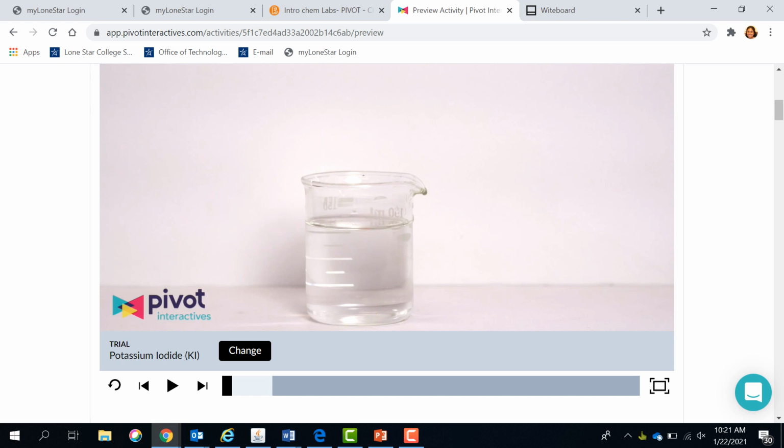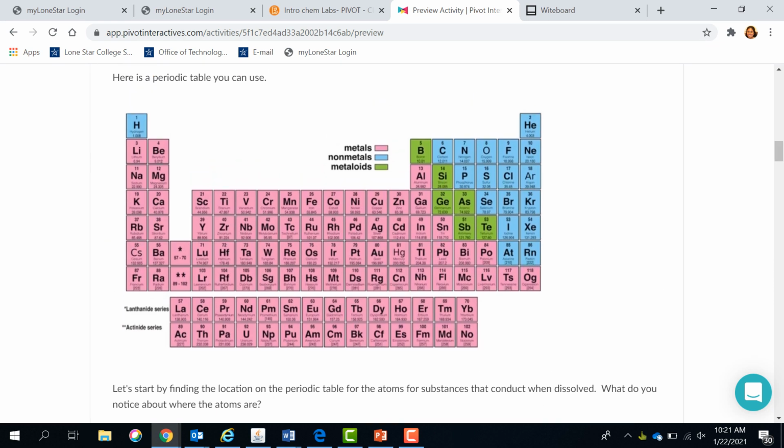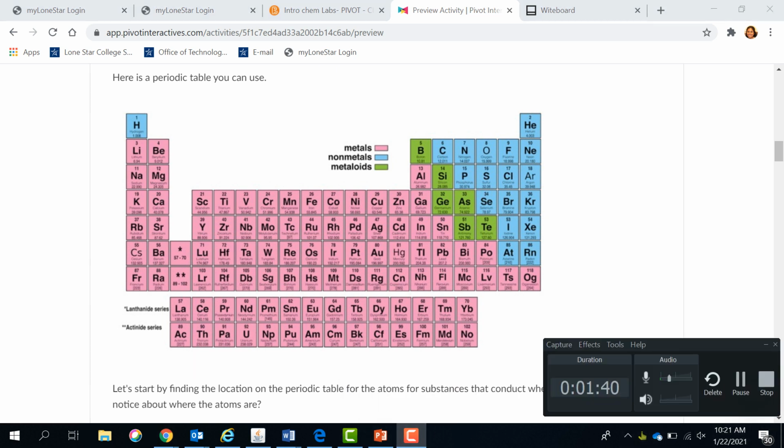In an ionic compound, how do you know it is an ionic compound? A little bit down in the lab, you have a periodic table. Ionic compounds are always made out of metals and non-metals. Ionic compound made out of a metal and a non-metal.